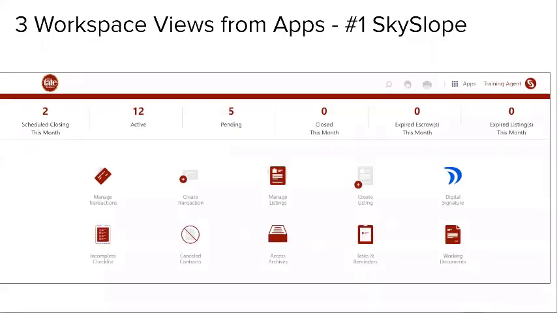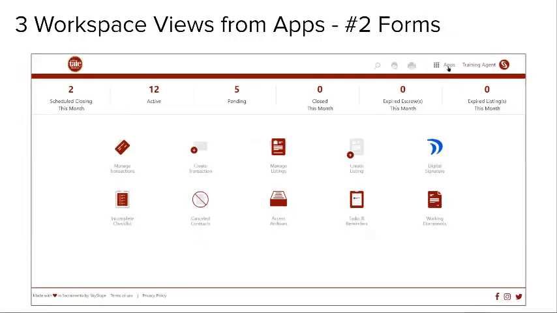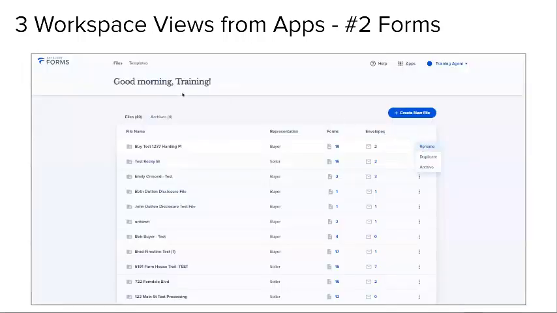There's three main workspace views within SkySlope. What you see when you first log in is the main SkySlope dashboard. This is where you're going to do most of your day-to-day work. There's also a forms page. This is where you're going to fill out any of your forms. So you'll create a file from here, and from your file, you'll be able to add additional forms.